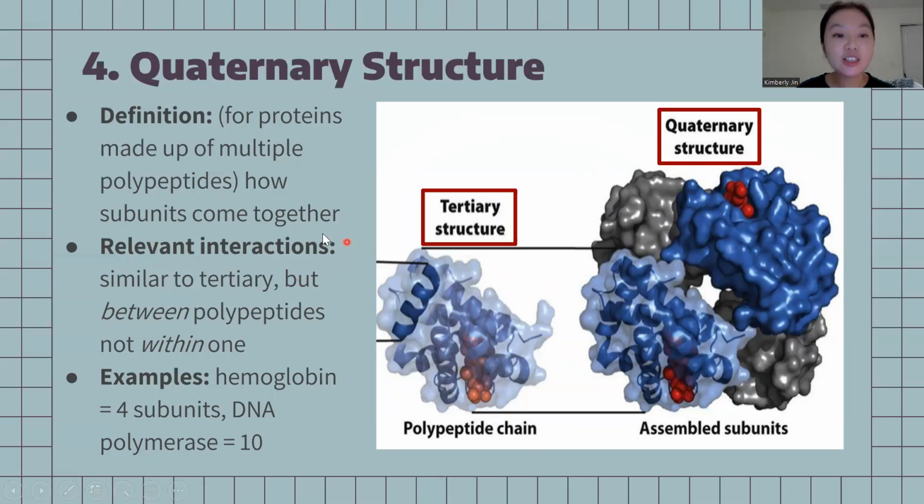The relevant interactions here are identical to tertiary, but the key is that they are between polypeptides, not within a single polypeptide. A good example of that is hemoglobin, where we have 4 subunits, 2 beta and 2 alpha. Another common example is DNA polymerase, which is a very complicated protein at 10 subunits. So that's quaternary structure. The takeaway is between polypeptides, not within.